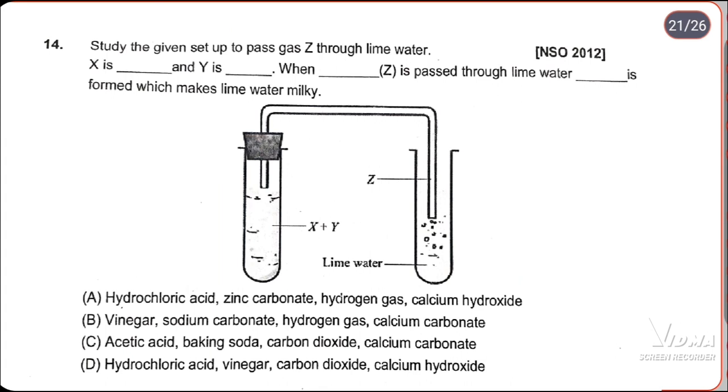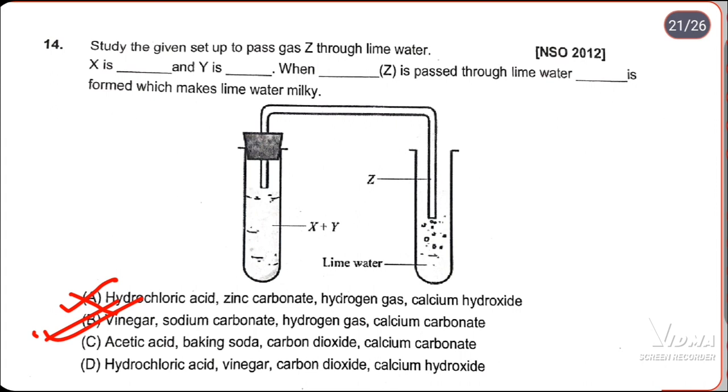So the correct answer here is option A, hydrochloric. X is hydrochloric acid and Y is zinc carbonate. When hydrogen gas is passed through lime water, calcium hydroxide is formed which makes lime water milky. So the correct answer is option B.